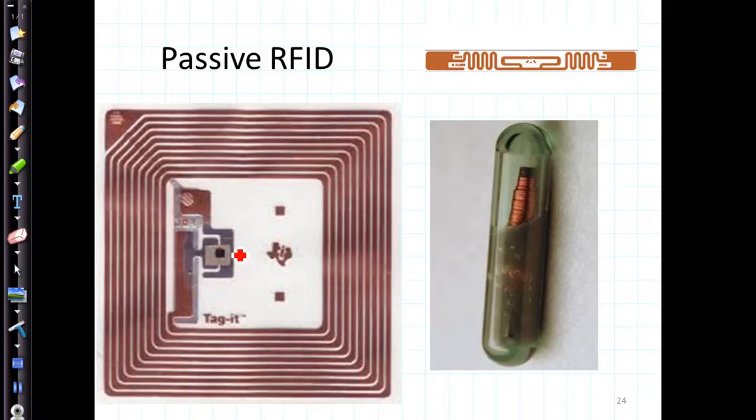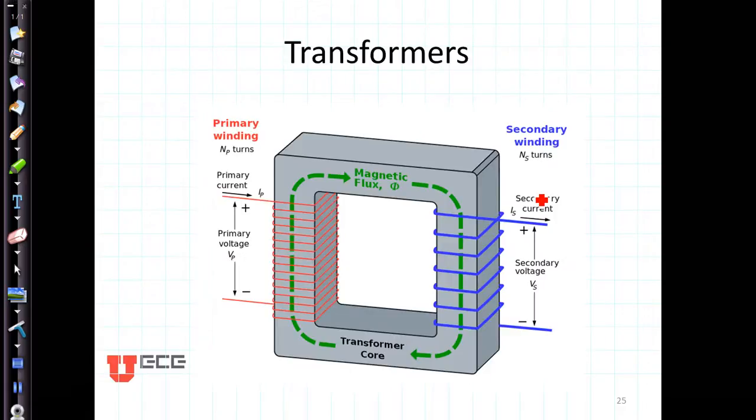This is often used in theft detection devices in commercial sales. Here's a little circuit right there, and here's the inductor that is picking up the current that's picking up the magnetic field from an externally generated source. Here's a picture of the passive ID that's normally used to tag animals, and there's the coil inside.